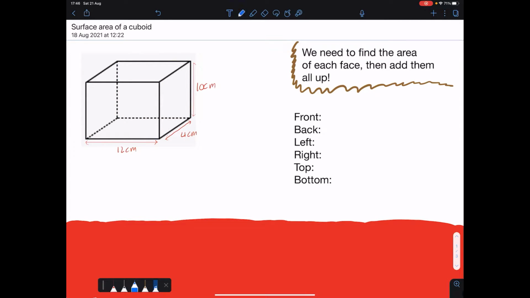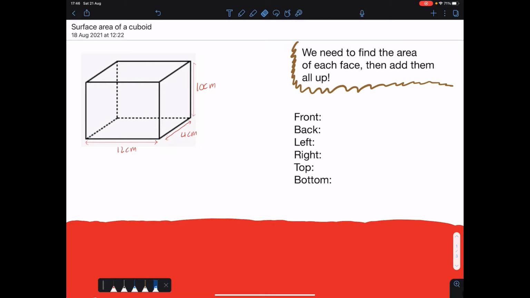Similarly, the rectangle found on the right of the cuboid is the same as the rectangle found on the left of the cuboid. They both have the same area and side lengths. And finally, the area of the rectangle found on the top of the cuboid is the same as the area of the rectangle on the bottom of the cuboid. They both have the same side lengths.